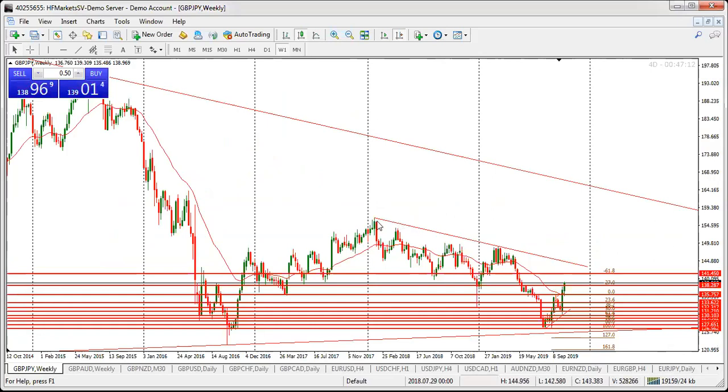Can you see the trend line for the GJ? This one has been holding for almost 2 years now. So I'm expecting that this bullish momentum pushing forward will touch minus 61.8 and the trend line before coming down.